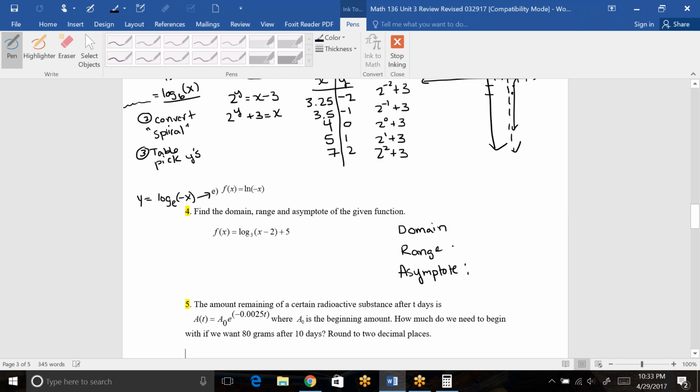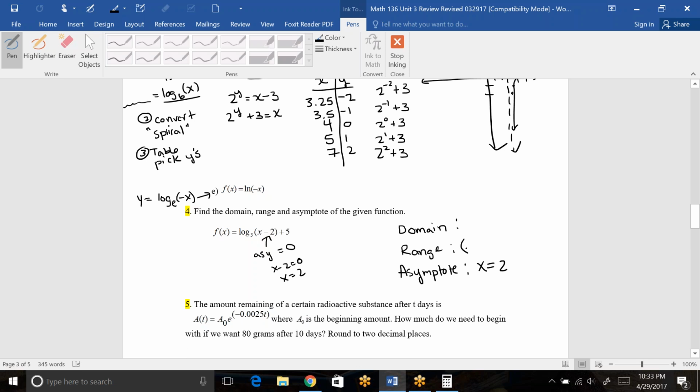Because this is a log, it's going to have a vertical asymptote, so I already know that this is going to be x equals something. If this was an exponential, where remember you have a number and then the x in the exponent, then we would know we'd have a y equals. The asymptote is always based off whatever makes this 0. So x minus 2 equals 0, x equals 2. So that part's done right there.